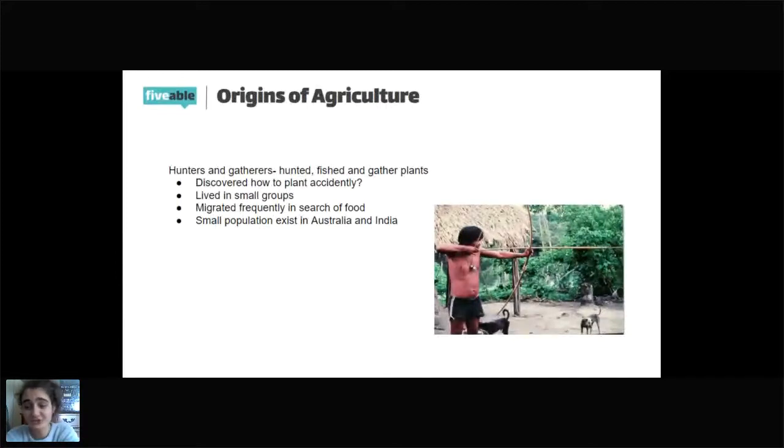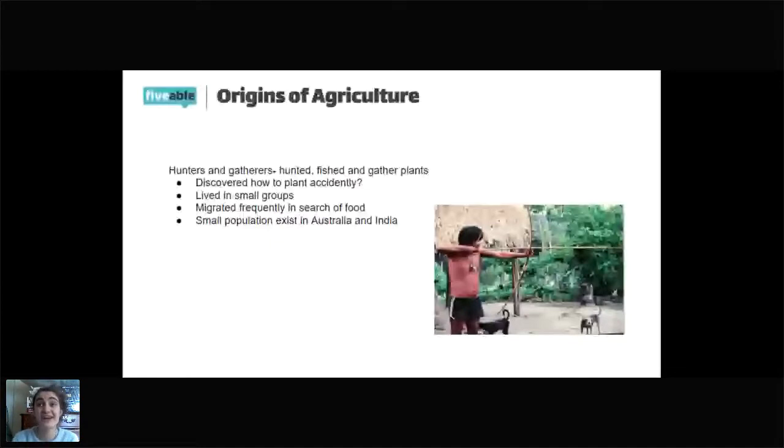Before agriculture was invented, people were hunters and gatherers, right? Hunters and gatherers fished and gathered plants. And they moved a lot in search of food. Because there was no food available, they would move from place to place in search of food and water. That's how we stay alive, right? We need food and water. Agriculture was discovered accidentally by hunters and gatherers.